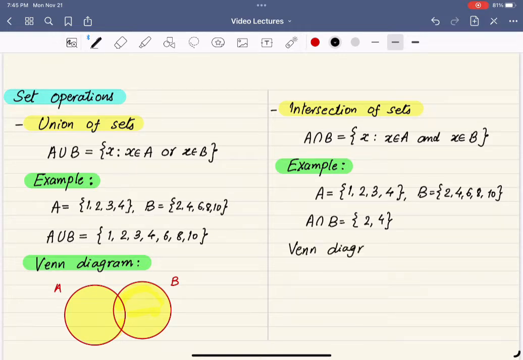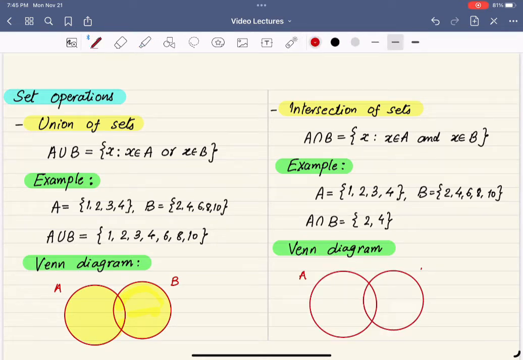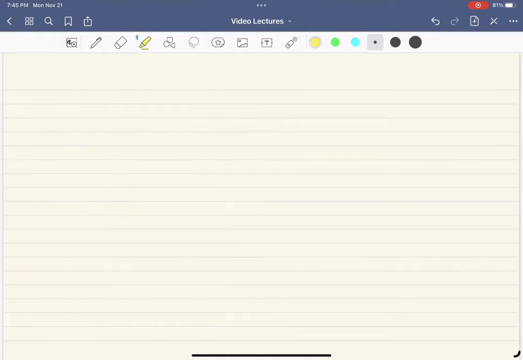With a Venn diagram, it is given as follows. Say you have A, you have set B, then the intersection is represented by this common area that is shaded in yellow. There you go. Moving on, we have complement of a set.